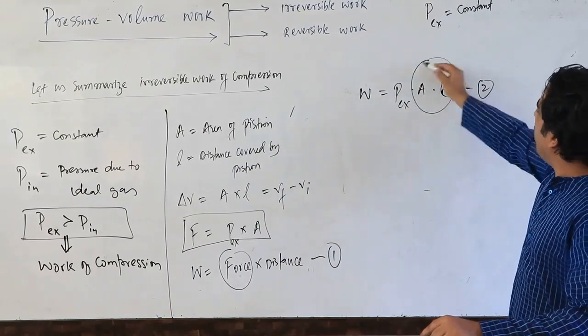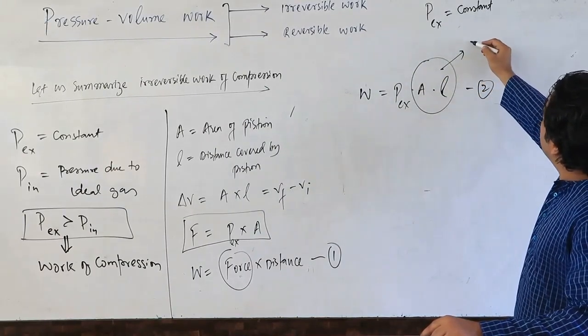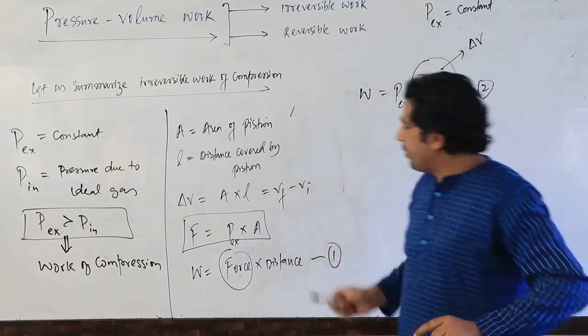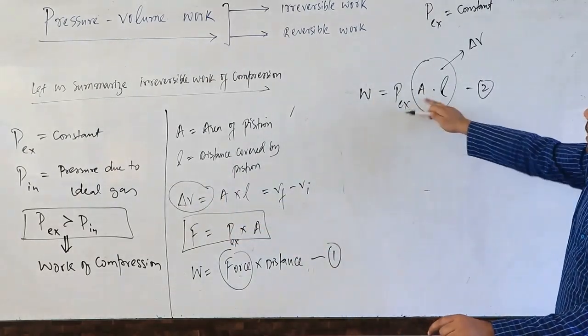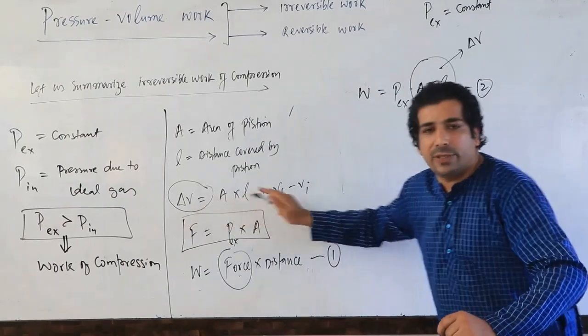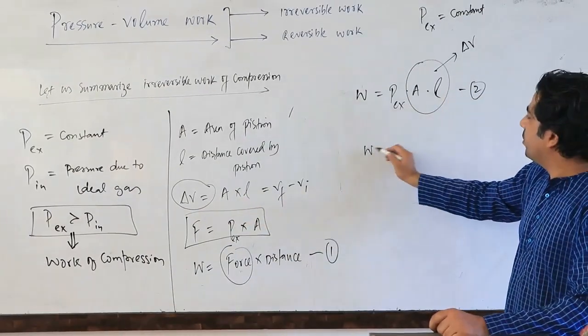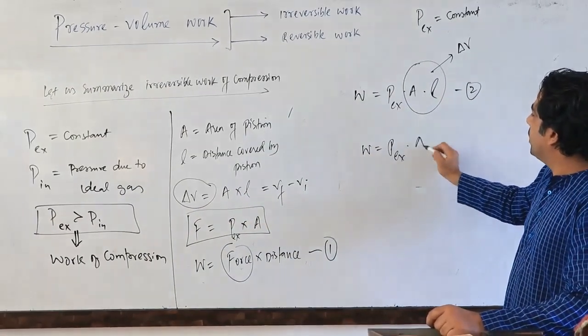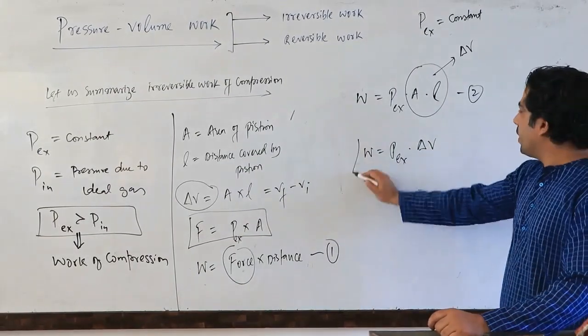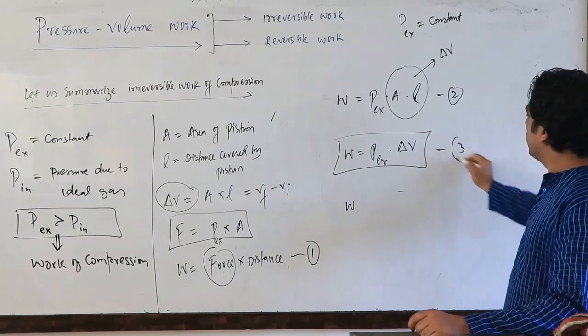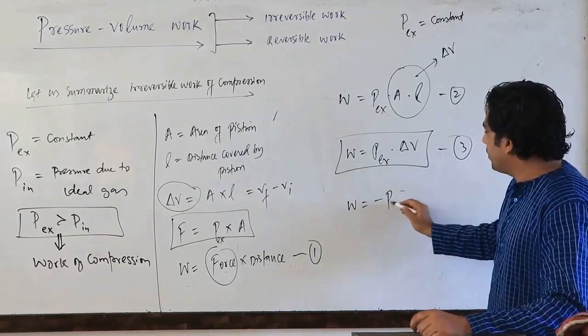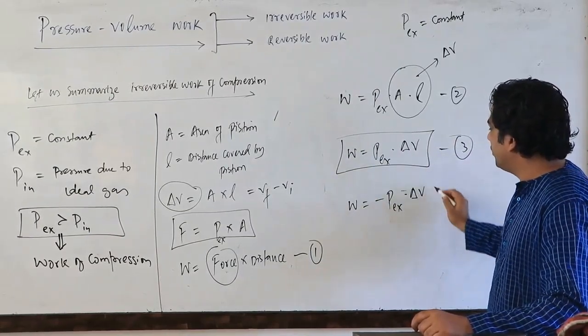And we know that area into length is nothing but the change in volume. So in place of this I will write W is equal to P external into delta V. And then what I did after that, I wrote a negative sign here: minus P external delta V.